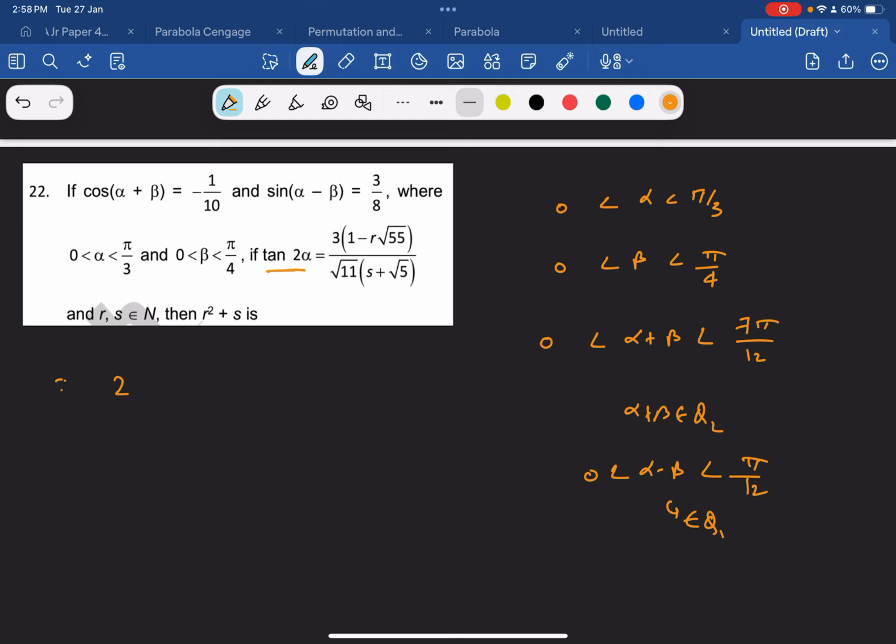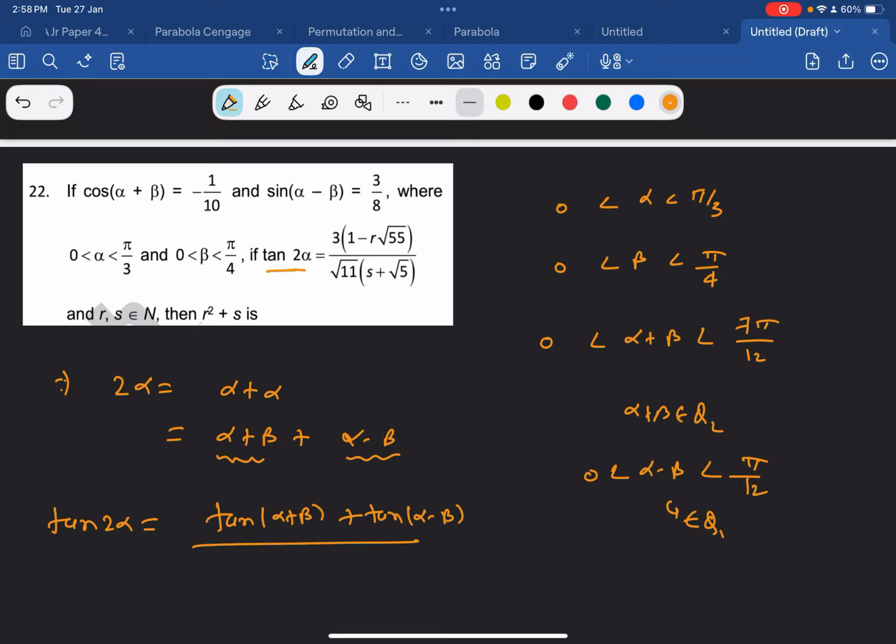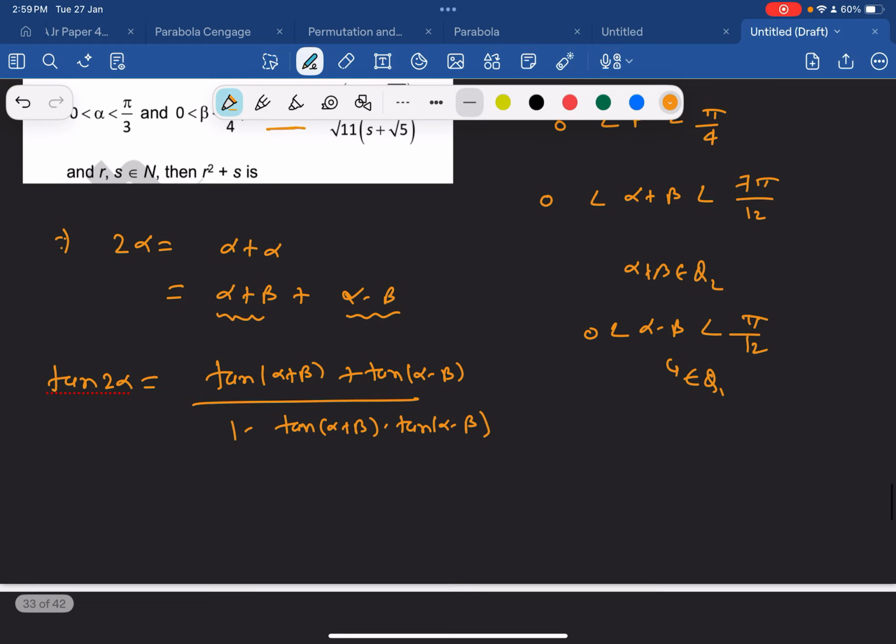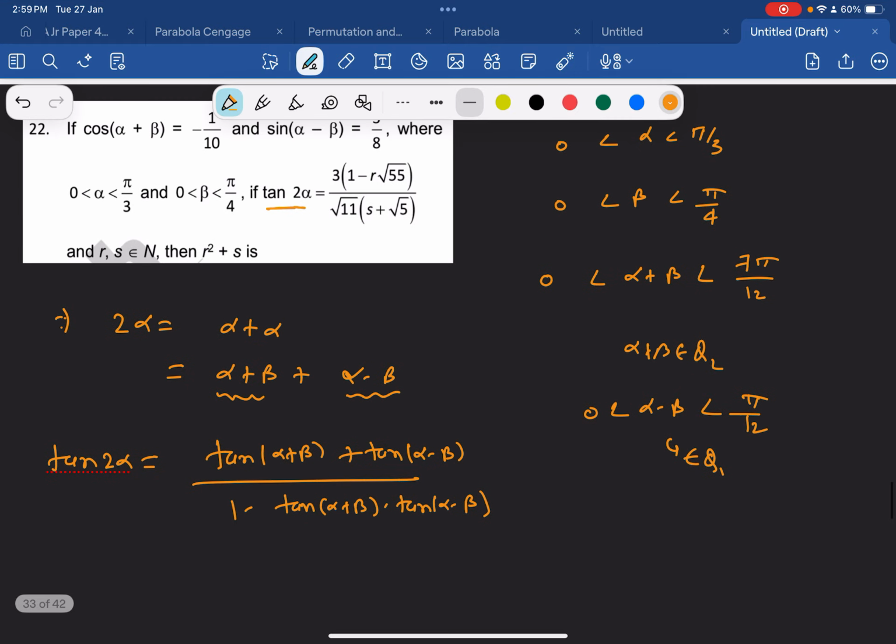Now they have given tan 2 alpha, so we know that 2 alpha can be written as alpha plus alpha. So what I am doing, I am adding beta and subtracting beta, because I need alpha plus beta and alpha minus beta. So consider this one as one angle and this one as another angle. Now apply tan on both sides, so tan 2 alpha will be equal to (tan A plus tan B) upon (1 minus tan A into tan B). So we will simplify, and we will get the answer.